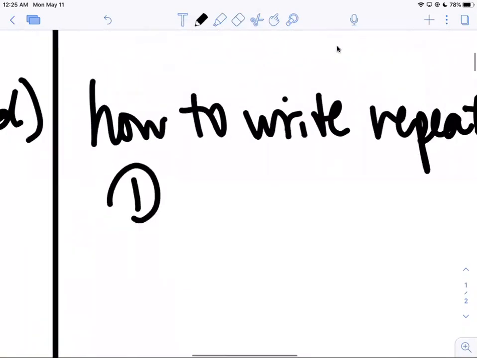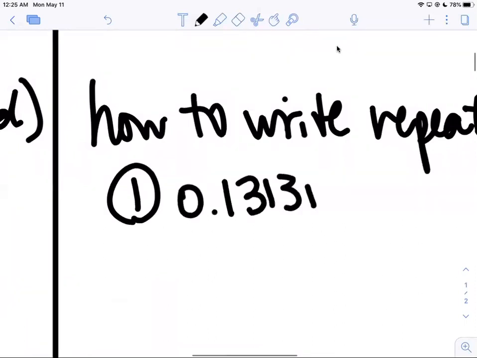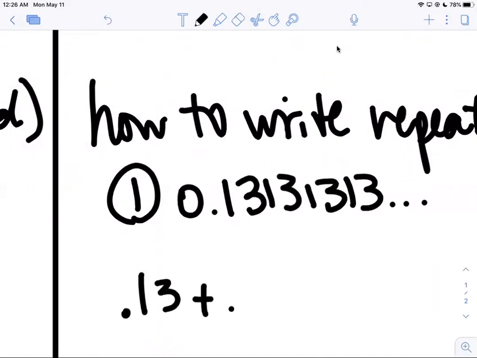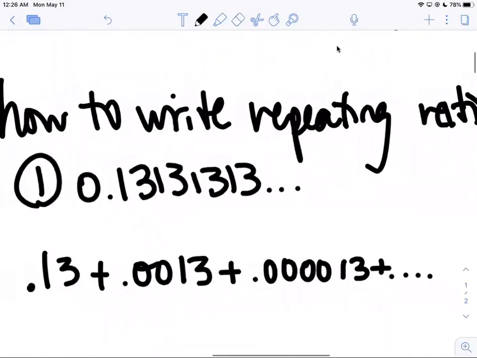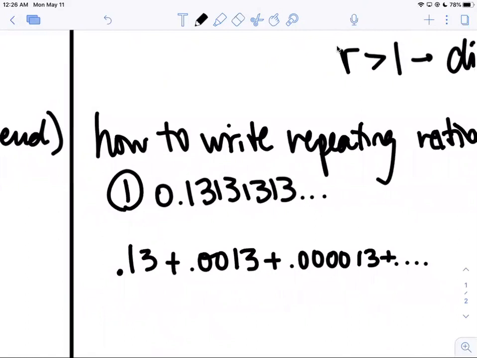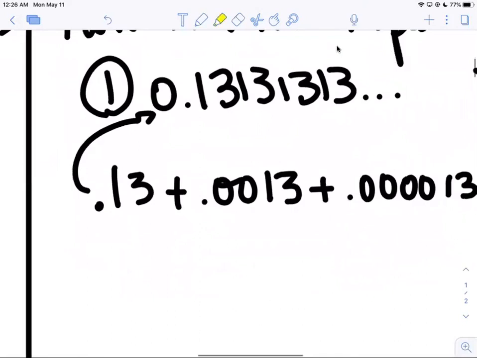An example is if I have 0.13131313. Yes, there's a button in your calculator that can make that into a fraction, but the best way is to think of it as a sum of an infinite geometric series. So I can think of this as a list: 0.13 plus 0.0013 plus 0.000013 forever and forever. If I add all of these up, they would equal that number. So my a1 here is pretty obvious. It's that 0.13 at the very beginning.